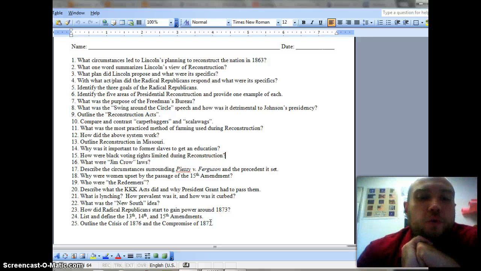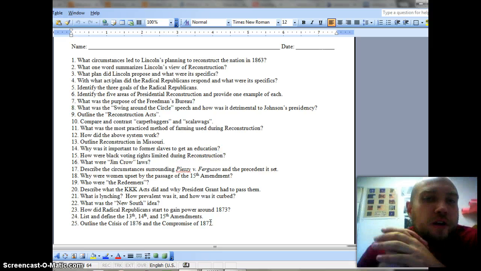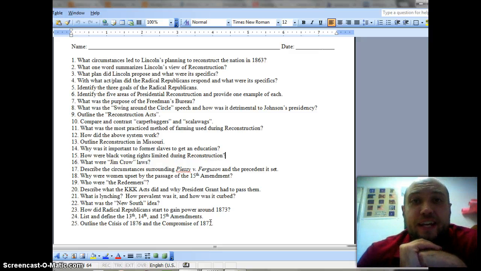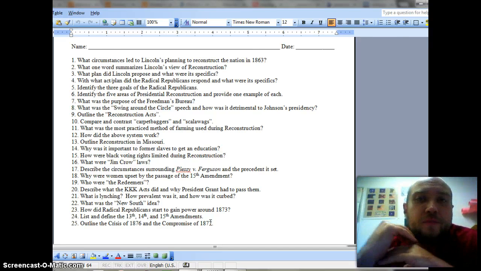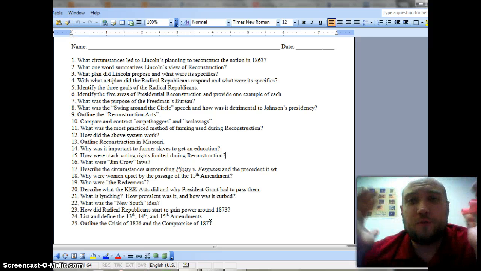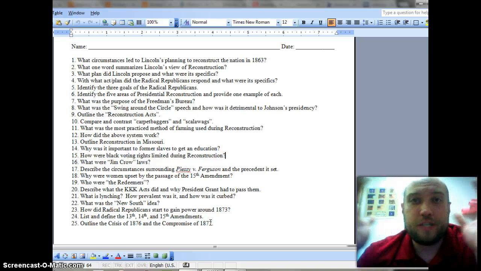Okay, so we're just going to talk about your study guide for the test tomorrow. What you see in front of you is what you worked on today. So, the circumstances that led to Lincoln's planning to reconstruct the nation, 1863. The key piece of information here is 1863. A lot of people, when I was walking around today, said the war was over. It wasn't. The war did not end until 65.